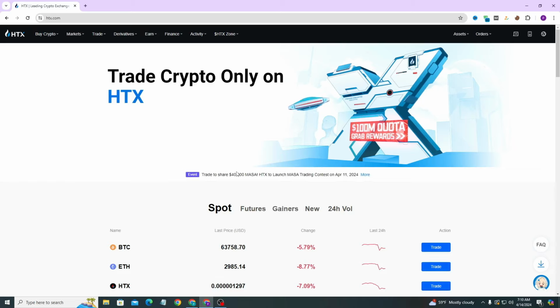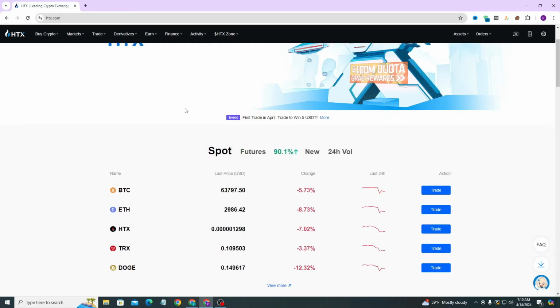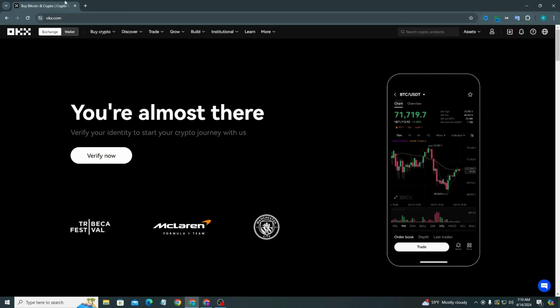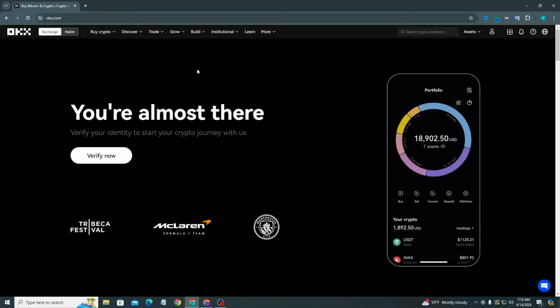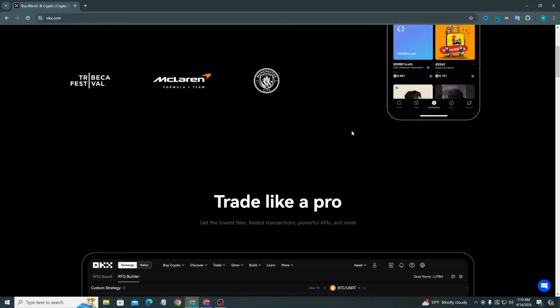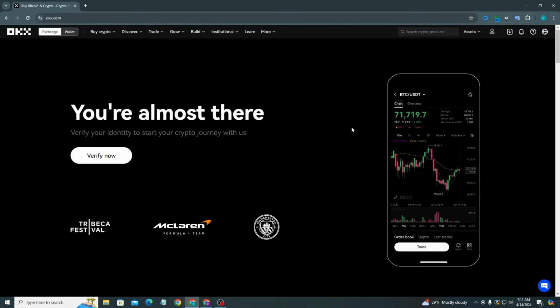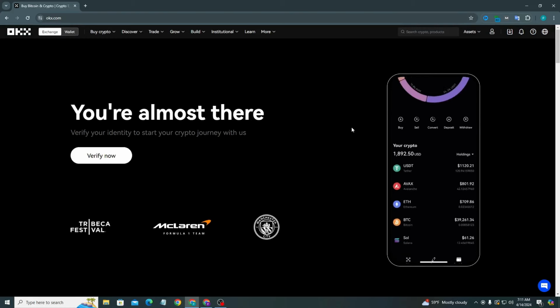I have opened two different tabs so that it is easier for you to understand both platforms. Trade crypto only on HTX, that is the slogan over here. Whenever I log in, HTX provides the whole navbar and all the details. As for OKX, before signing up, I don't see anything related to crypto over here.